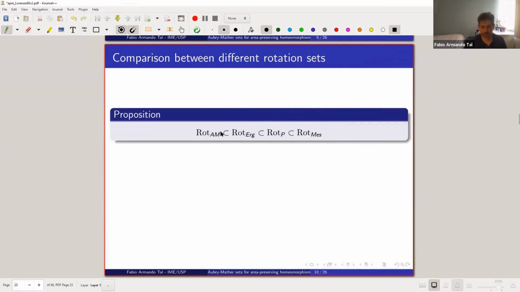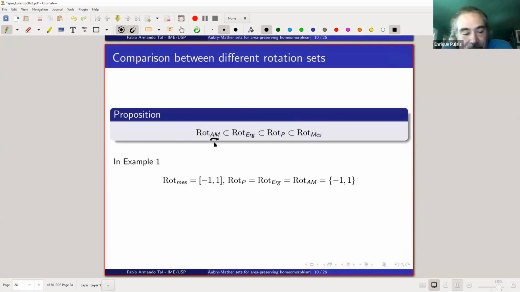So this one is containing this one, which is containing this one, which is containing this one. And again, if you look at this, it is an interval. This is from Aubry-Mather, which is when you have a compact set that realizes the rotation number. These are just by the ergodic measures, these are the points, and this is by any measure.